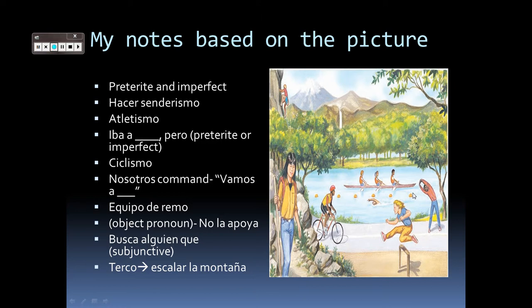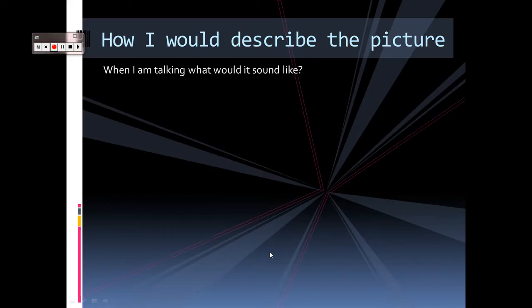An object pronoun. Well, I was like, what can I use for didn't support her? Her, la, that's an object pronoun, so no la apoya, didn't support her. I made this guy a girl. And then busca alguien que, because I knew I needed a subjunctive sentence. Looking for someone that. She's probably looking for someone that will swim with her. And then terco, stubborn. This guy looks pretty stubborn because he's climbing a mountain all by himself. So I'm going to include that in my presentation. Now, how would I describe the picture? When I'm talking, what are those notes going to be translated into?